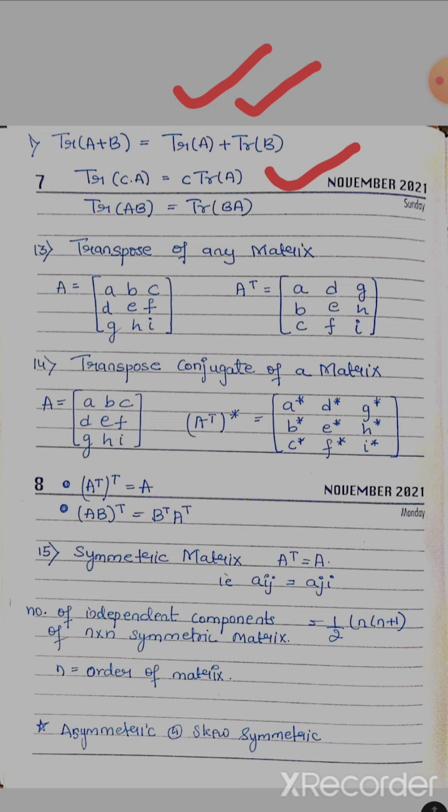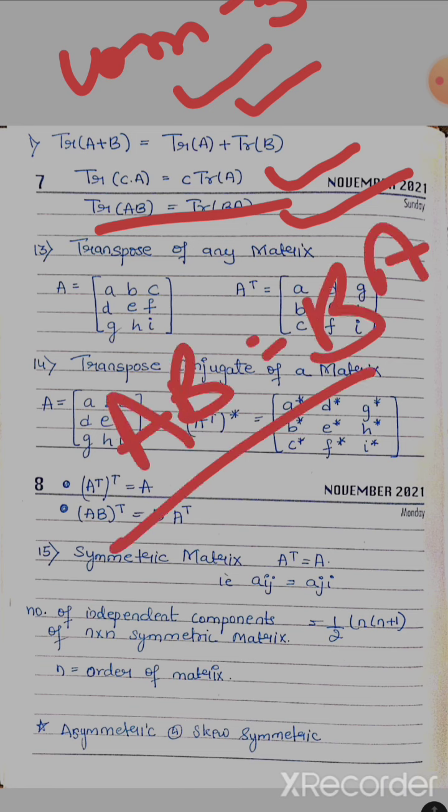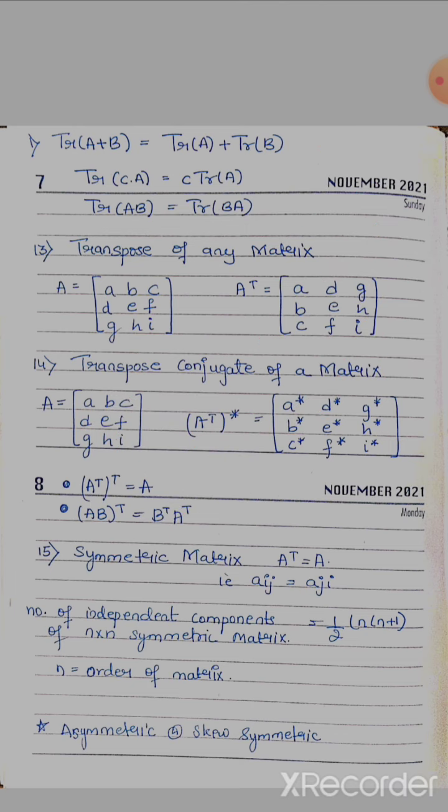Trace of AB is equal to trace of BA. This is something like a commutative law: if the trace of AB is equal to something, then the trace of BA is also equal to it. Okay, this is the condition.